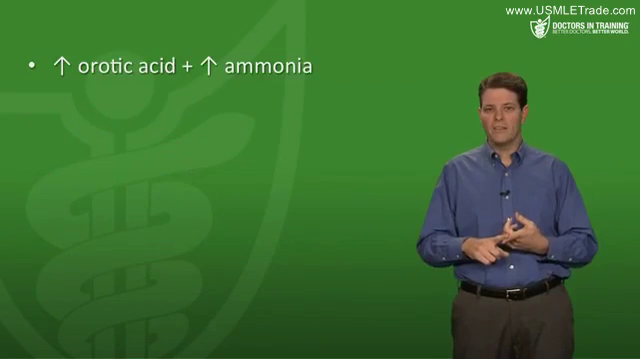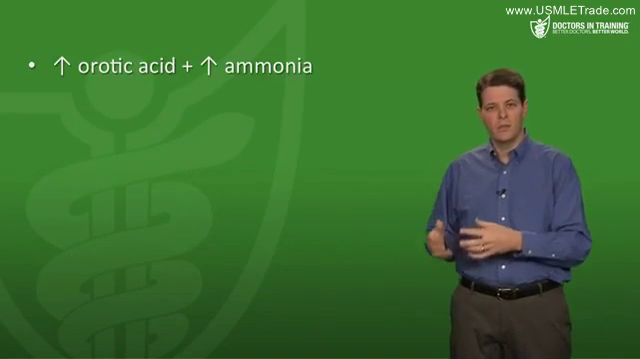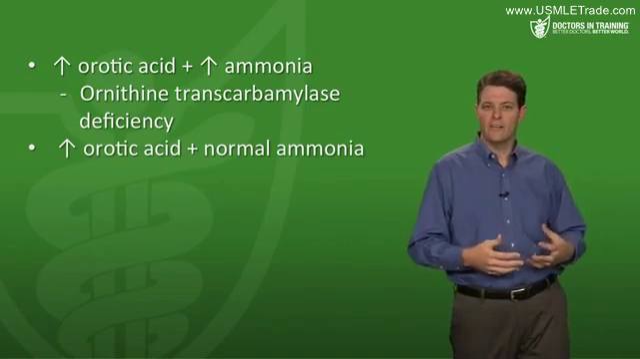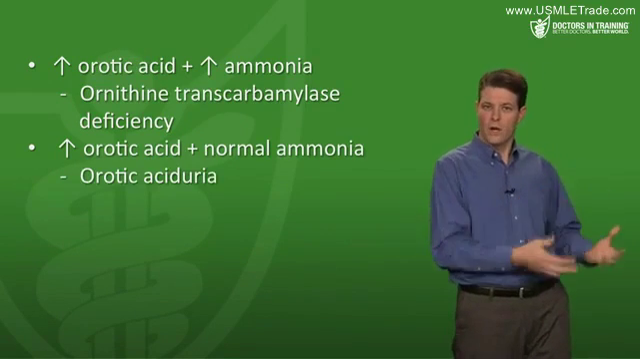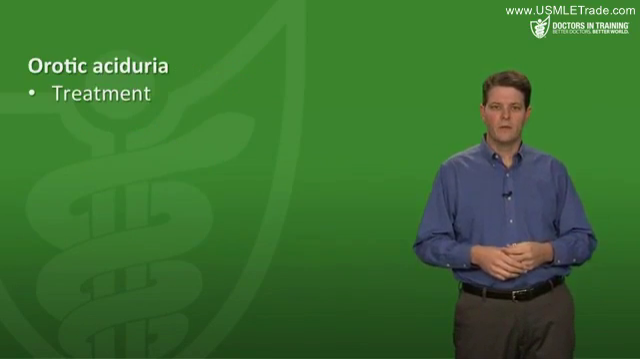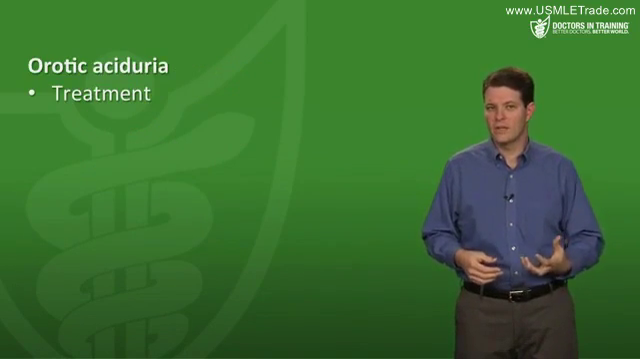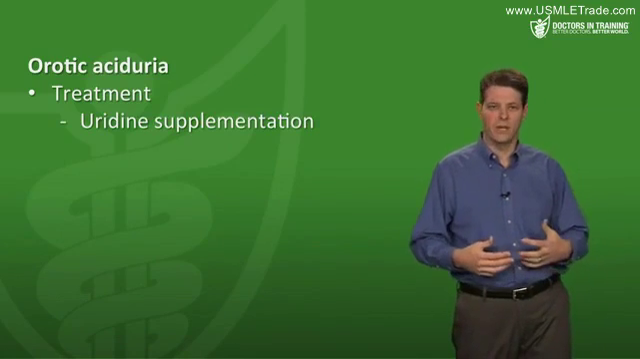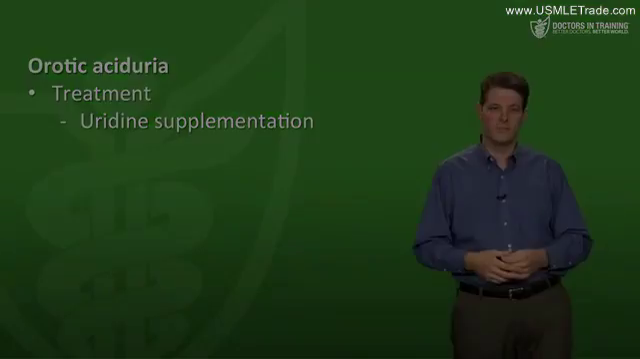So high orotic acid plus high ammonia is going to be ornithine transcarbamylase deficiency. Then high orotic acid plus normal ammonia is orotic aciduria, due again to that deficiency of UMP synthase. Then the treatment for orotic aciduria is to bypass the pathway by supplementing uridine in the diet so the patient can go ahead and synthesize pyrimidines.